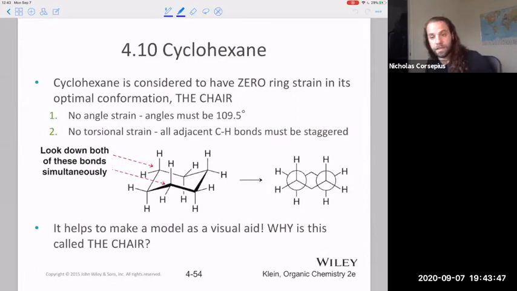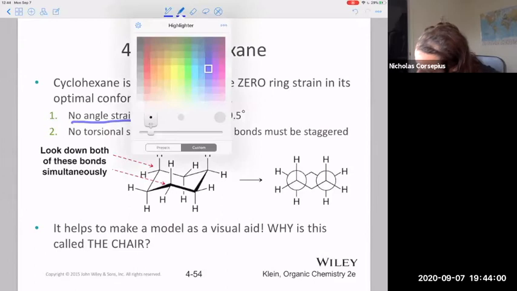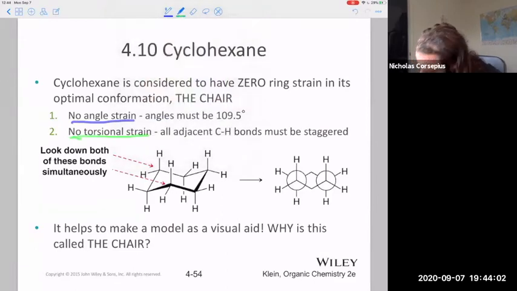One of the things about cyclohexane is that there is no angle strain. It's sitting at that lowest energy because it has this ideal conformation where it doesn't have to take on any angle strain. It doesn't have to take on any torsional strain either. They're all in these staggered conformations. All those rotational angles are staggered.